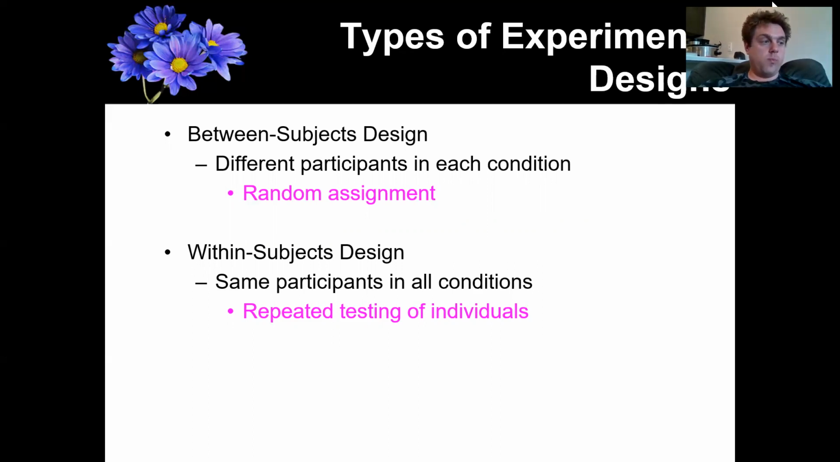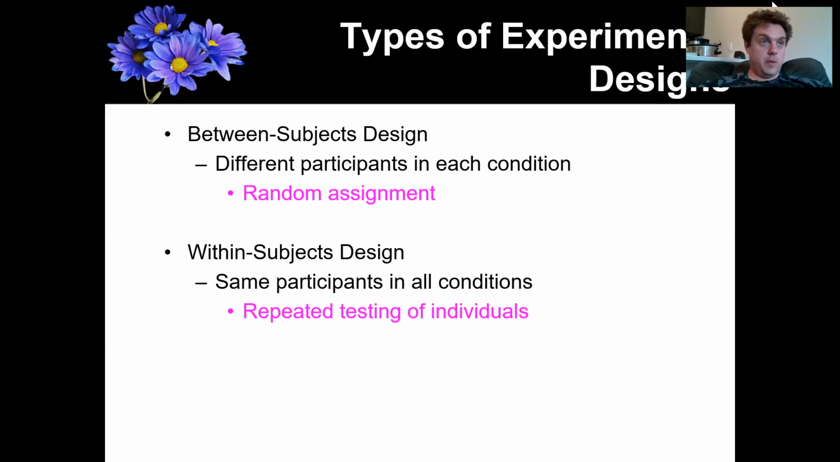On the other hand, and this is probably more often done, I'd say, in cognitive psychology, you could have the same people do multiple conditions. So you could have the same people be tested in the simulator while using a cell phone and then without using a cell phone. Okay, so repeated testing of all individuals.